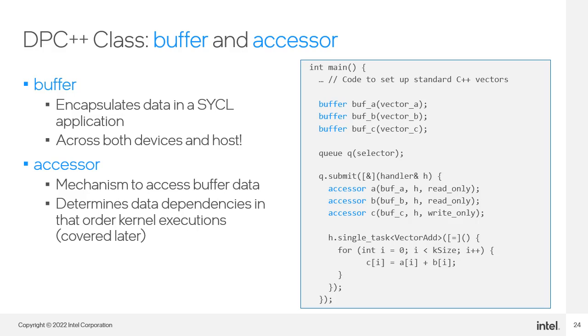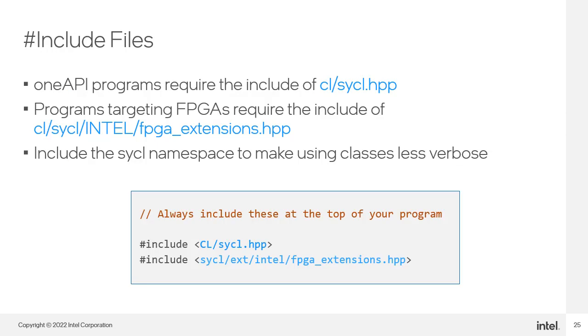The runtime determines data dependencies with the privileges or accesses we have given to the accessor we construct. It also uses this to determine the order in which kernels will be executed. Something else to consider when writing your DPC++ program is the necessary header files required to be included.